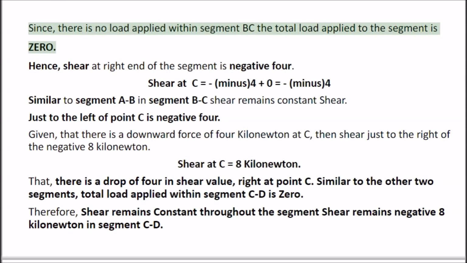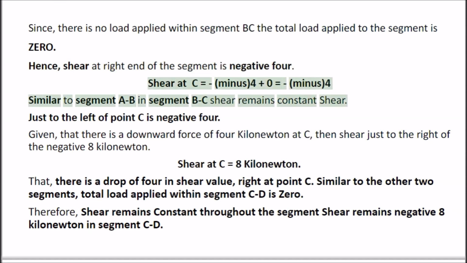Since there is no load applied within segment BC, the total load applied to the segment is 0. Hence, shear at the right end of the segment is -4. Shear at C equals -4 plus 0 equals -4. Similar to segment AB, shear remains constant. Shear just to the left of point C is -4.